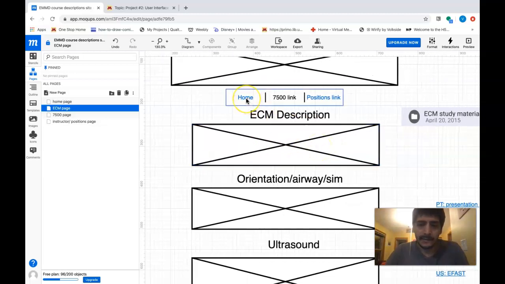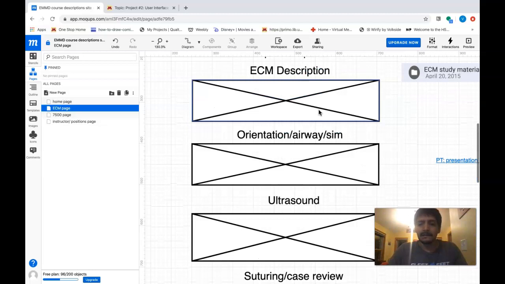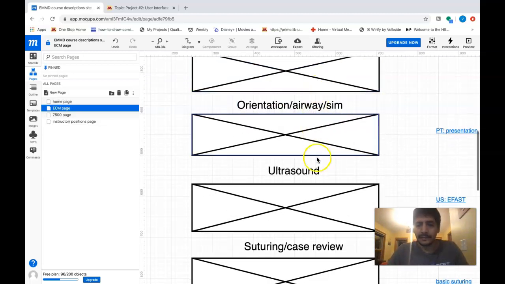At the top will be a link just to go back to the home page, a link to the 7500 page, and then a link to the positions or instructor roles page. The ECM description will just briefly describe this is what the Essentials of Clinical Medicine course is, who the students are that are taking it. And then the 4 weeks will be broken down here.